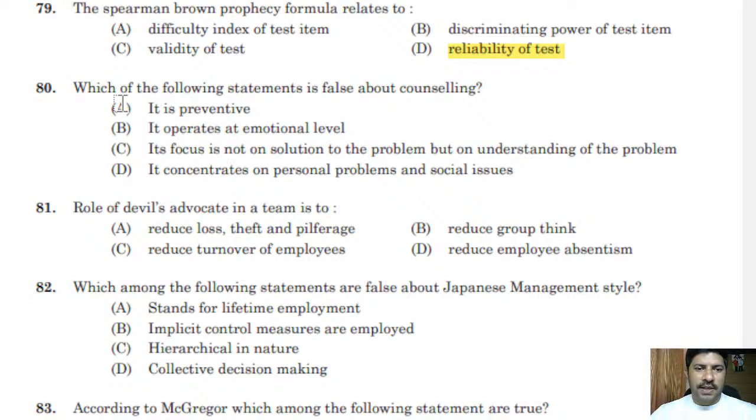Then 80th question. Which of the following statements is false about counseling? Correct answer, it is preventive. So that statement is false about counseling. 81st question. The role of devil's advocate in a team is to. So correct answer is option B, that is reduce groupthink.